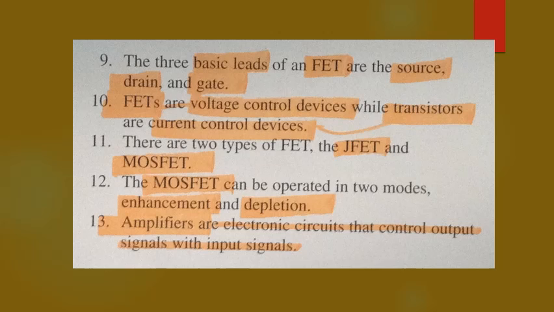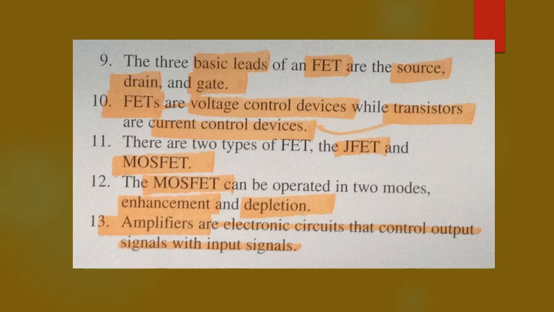9. The 3 basic leads of a FET are the source, the drain, and the gate. 10. FETs are voltage control devices, while transistors are current control devices. 11. There are two types of FETs, the JFET and the MOSFET. 12. The MOSFET can be operated in two modes, enhancement and depletion.